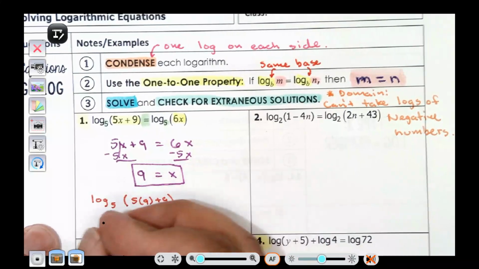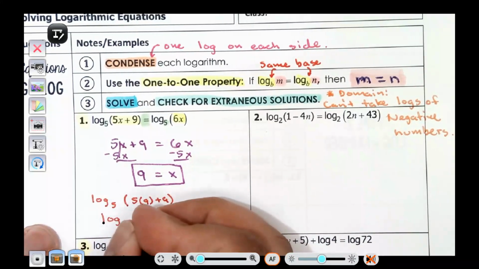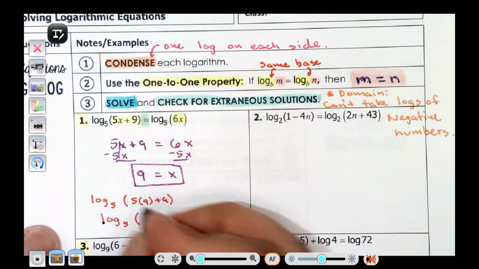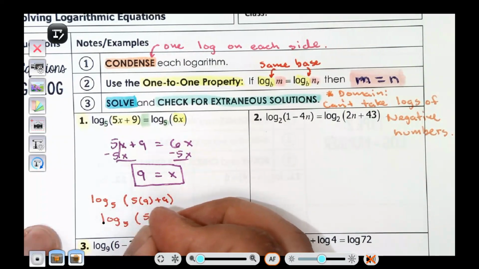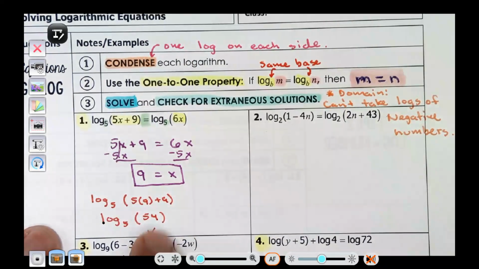Notice that means you're going to take the log. 5 times 9 is 45. 45 plus 9 is 54. But you know what? I'm good there. Why? Because it's a positive number. That's really all I'm worried about.